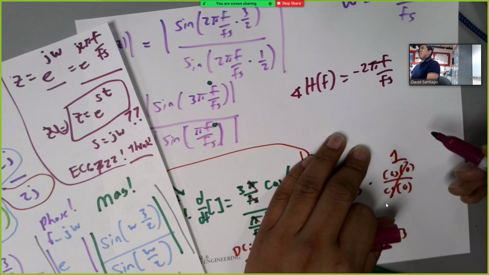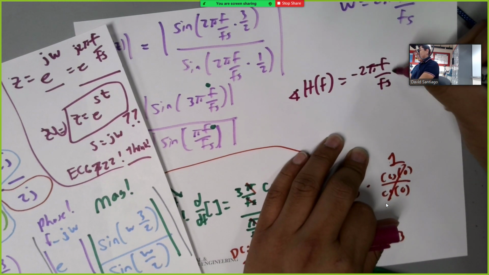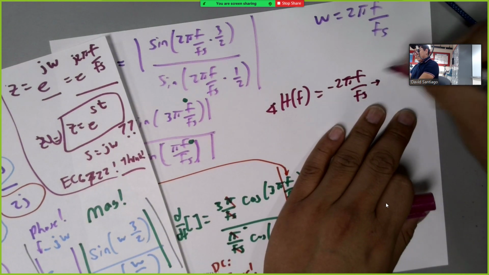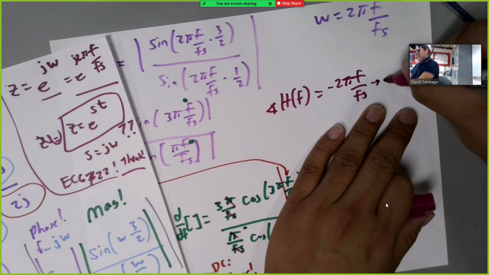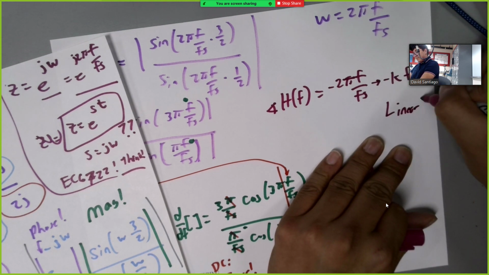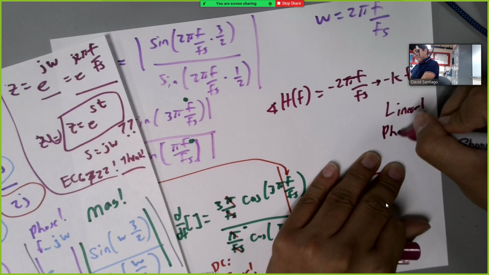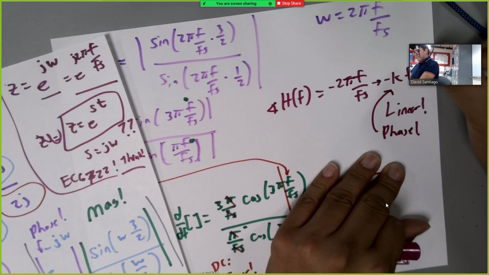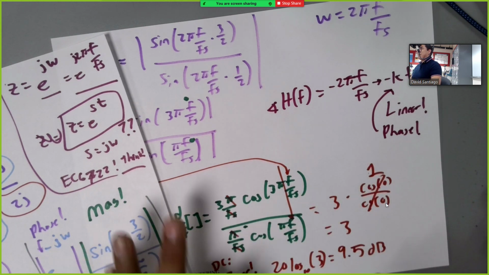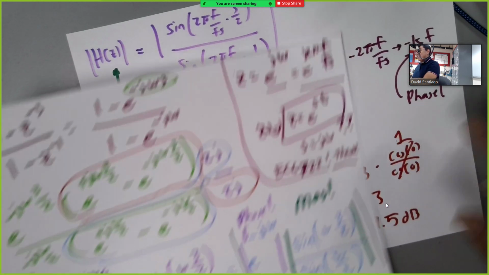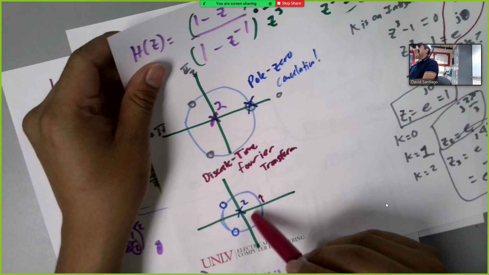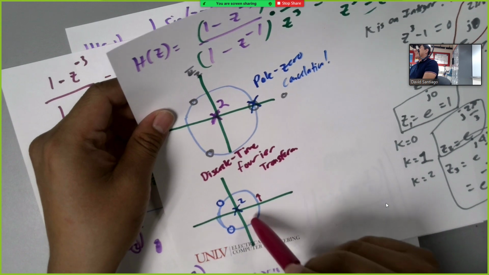Does that make sense? So what this is basically telling us is, if we wanted to rewrite this more family friendly, let's make it some constant. This is linear phase. When you have f to the power of 1, it's constant, it's linear. That means this system that we have designed right here will have linear phase, and this is really good.